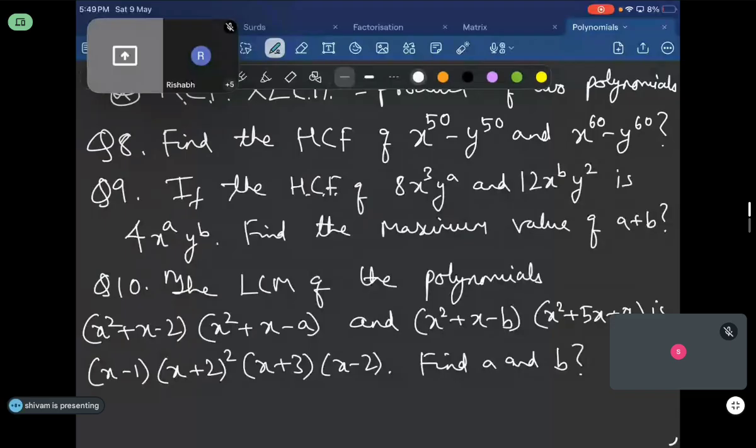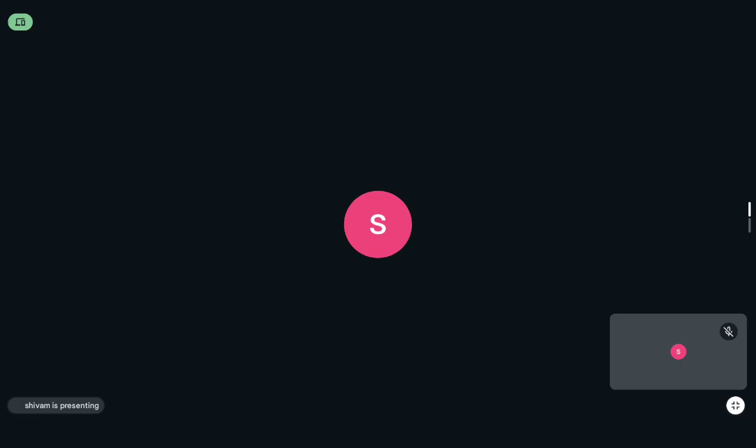Pay attention. It's a very simple problem. Why is it taking so much time? Pay attention. x to the power 50 minus y to the power 50 and x to the power 60 minus y to the power 60. Number 8. The answer will be x to the power 10 minus y to the power 10. What is the HCF of 50 and 60? Tell me. 10. Right. So can I factorize? You people, just today we did the x to the power n minus y to the power n formula.